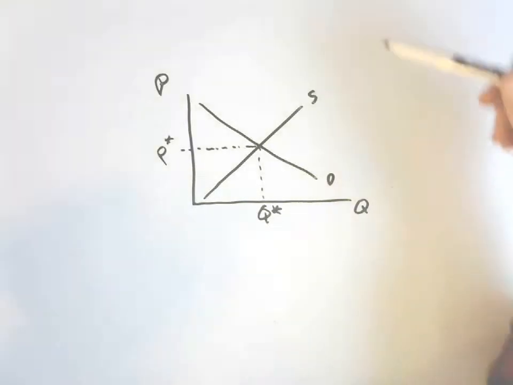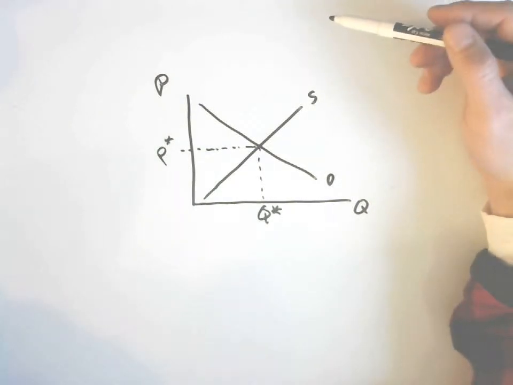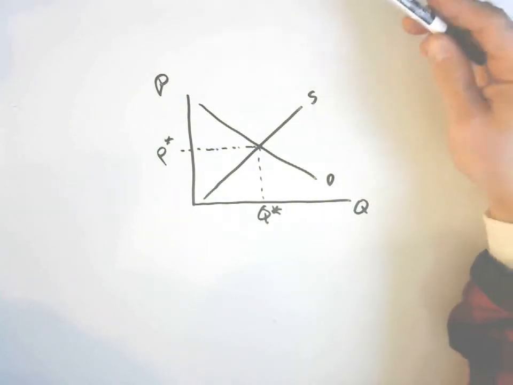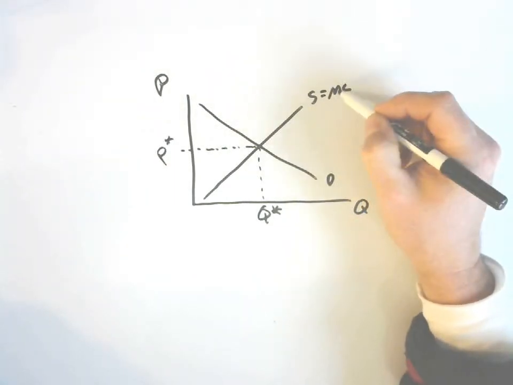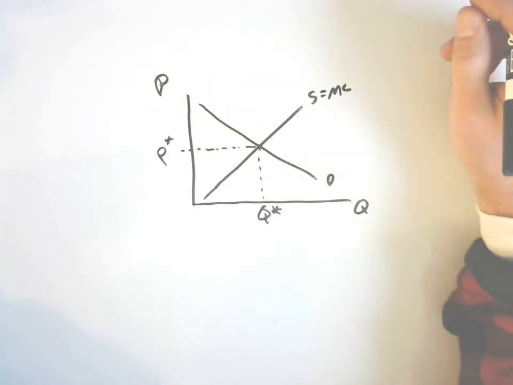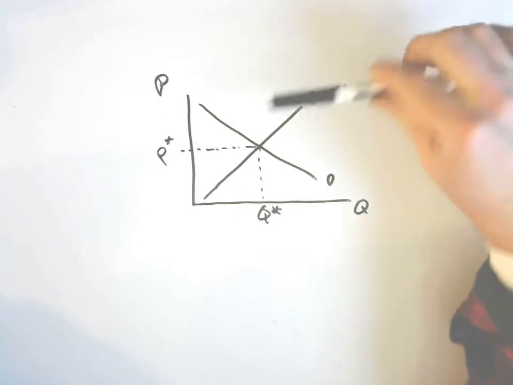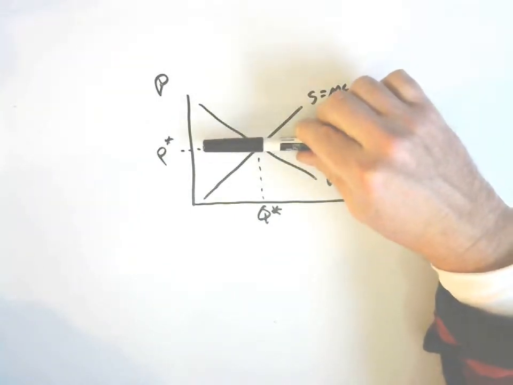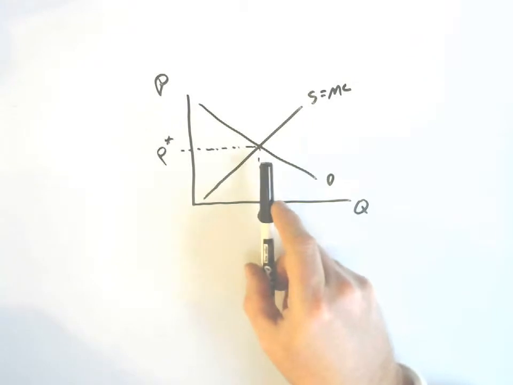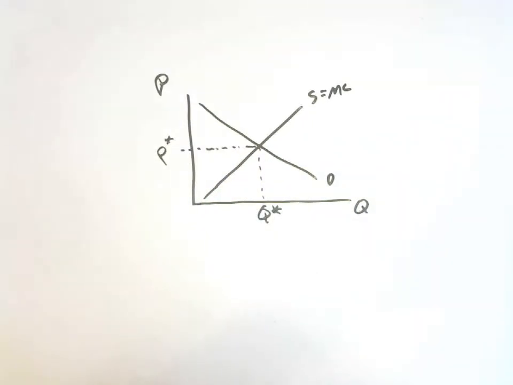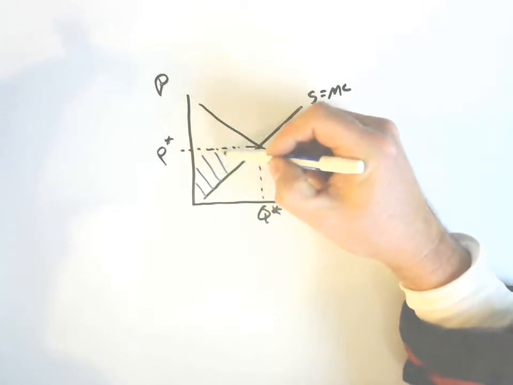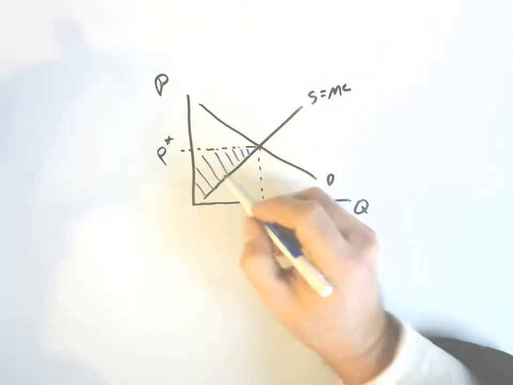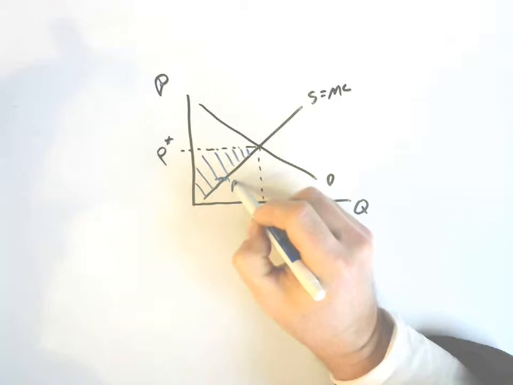Now, using our boundedness conditions for consumer and producer surplus, remember producer surplus was bounded below by marginal cost, which is equivalent to supply, bounded above by the effective price the producer gets for the product, and bounded on the right by the quantity traded. In other words, this triangle here, this area here, is exactly producer surplus.